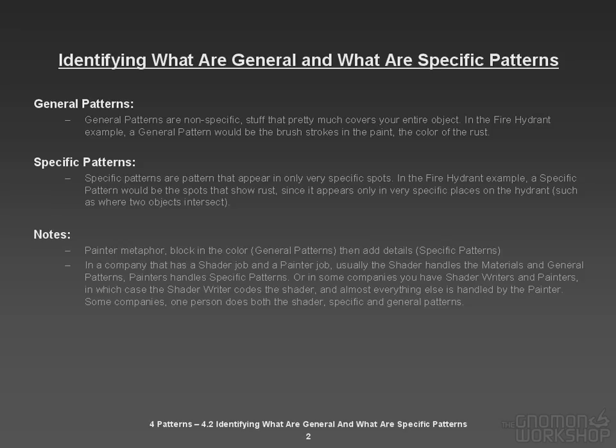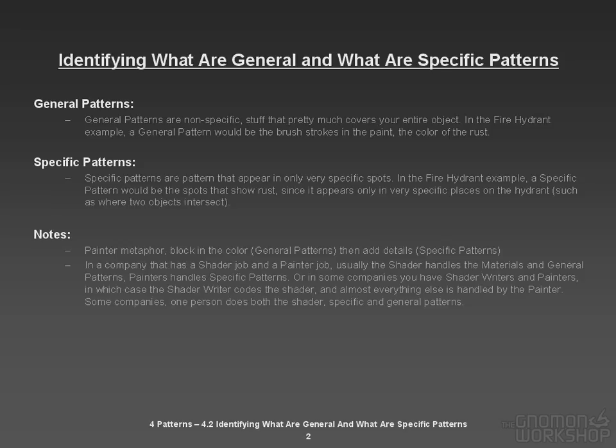Or another example would be the color of the rust. You don't really care that the rust is a specific color in a specific spot. All you want is for the rust to look generally the color of rust. So then specific patterns are patterns that have to appear in very specific areas. Like in the fire hydrant, a specific pattern would be the spot to show the rust, because the rust only appears in very specific places, such as where 2 objects intersect.